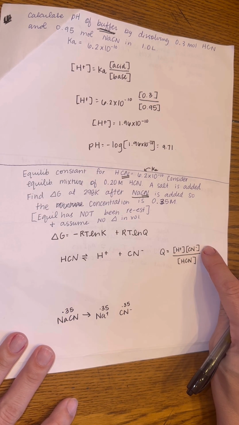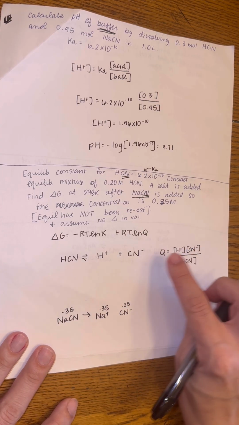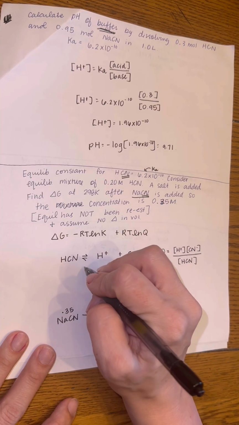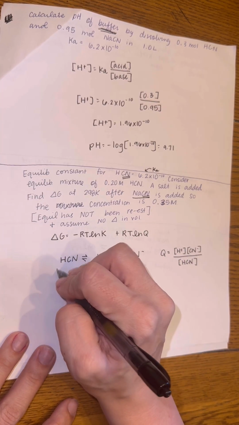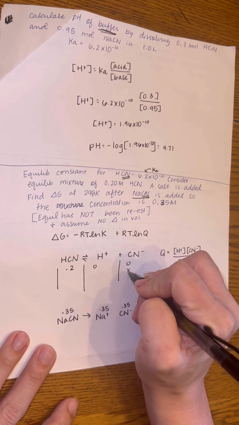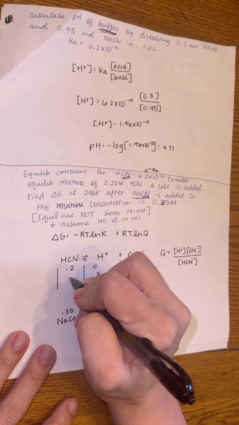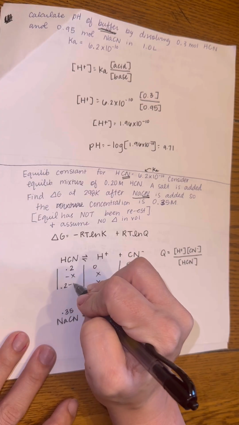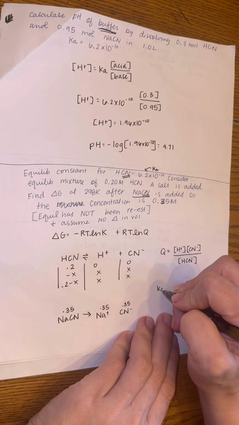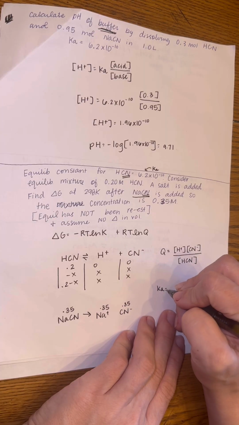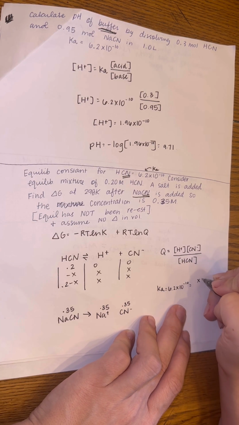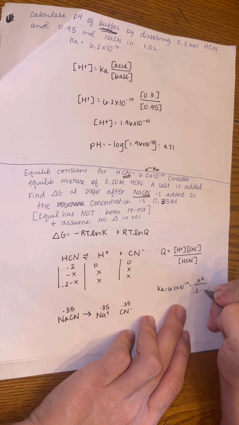But first I need to know what was it at equilibrium, and then I can add that, and that's how I'll find Q, because Q is when you're not at equilibrium and you have it messed up. So to start, we knew this was 0.2. These were zeros, and now it looks like a normal ice table, right? And so if I set this up equal to Ka, because that's at equilibrium, 6.2 times 10 to the negative 10th equals x squared over 0.2 minus x.